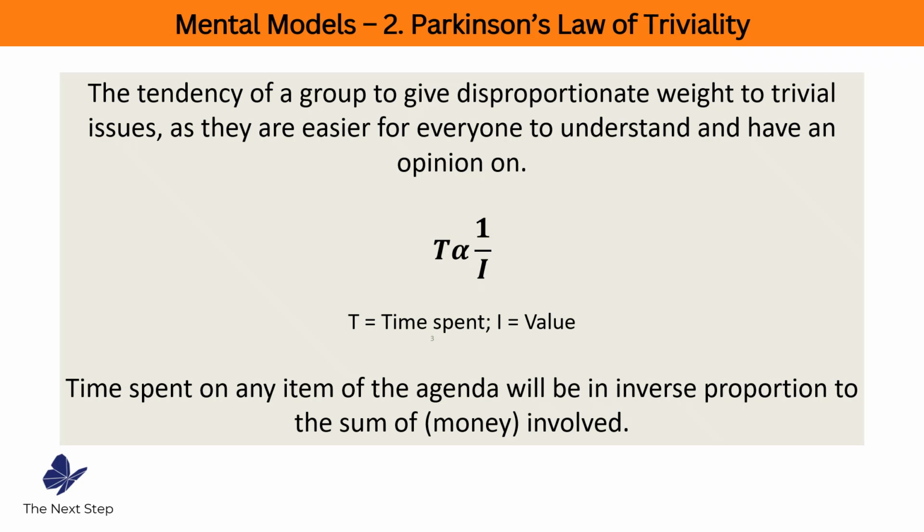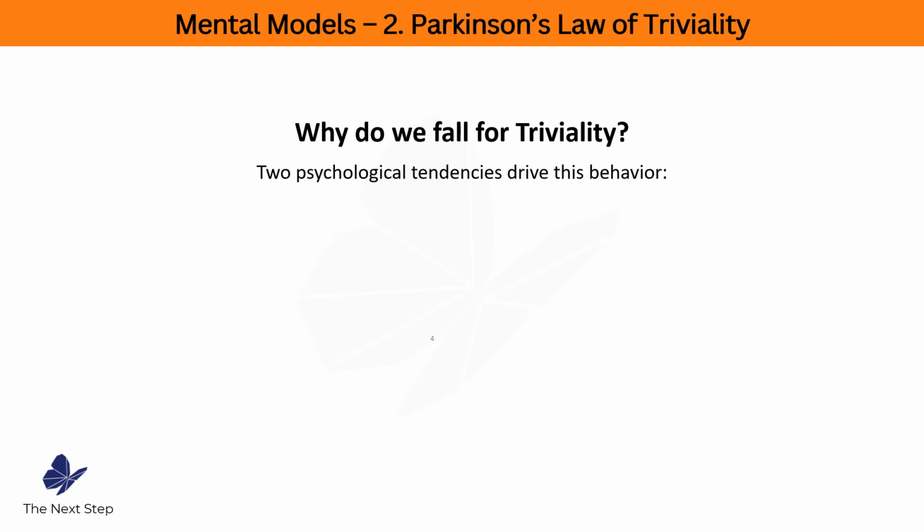And there lies the essence of the Parkinson's law of triviality, that people are prone to overthinking and fixating on trivial details that really don't matter in the grand scheme of a task. And they always do so to the detriment of larger issues that may have significantly more importance. But why do we fall for triviality? There are two psychological tendencies that drive this behavior.